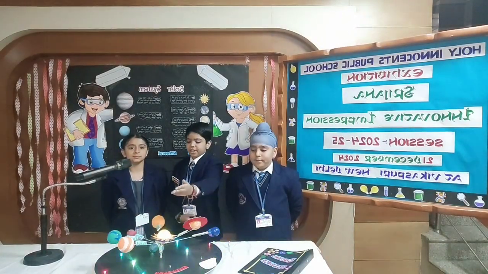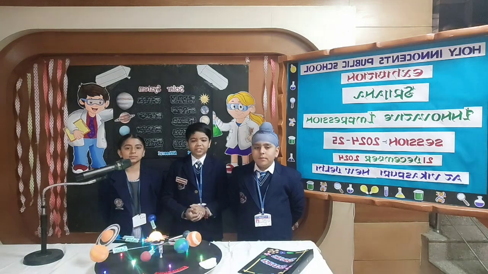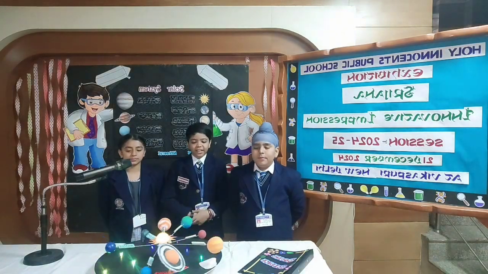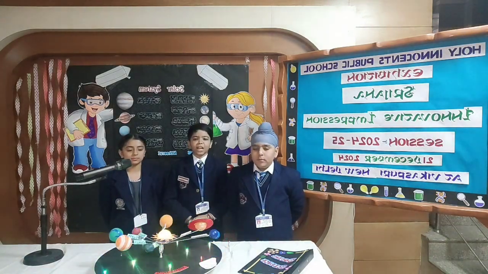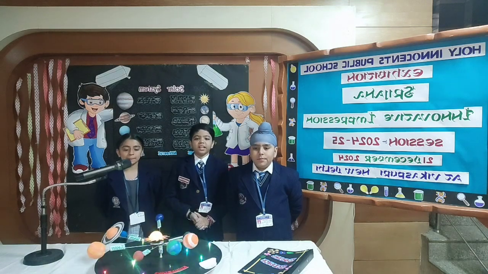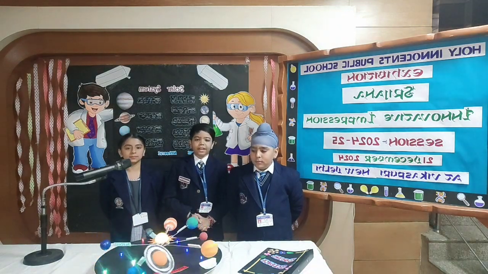Terrestrial planets: Mercury, Venus, Earth and Mars. Gas giants: Jupiter and Saturn. Ice giants: Uranus and Neptune. Now please allow my friend to take you further and highlight the notable features of the planets.